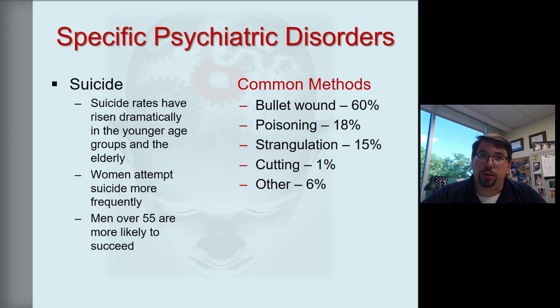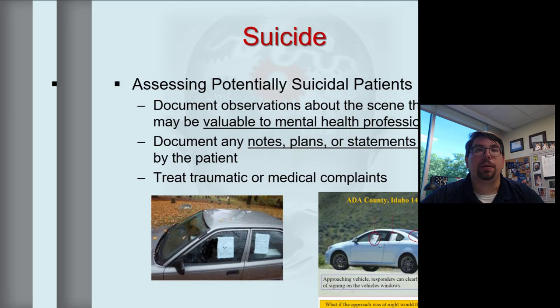If they're going to do something, they're going to be considerate of those who will be responding or need to clean up. Men, on the other hand, don't have that same concern. Common methods include bullet wounds at 60%, poisonings 18%, strangulation 15%, cutting 1%, and the category for all others is 6%.